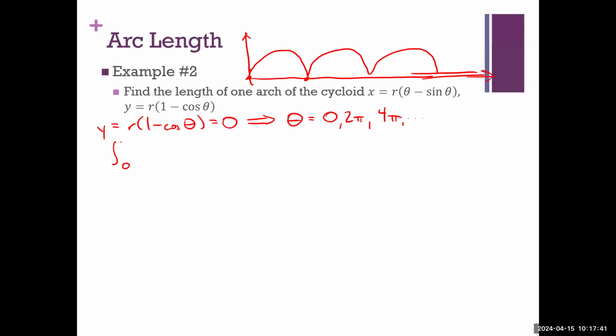Zero to 2 pi. It really does not matter. For example, could I have chosen 20 pi and 22 pi? We're not going to do that, but why does that make sense? It's still going to give you a single arch. All these arches look identical to each other, but let's do the most sensible logical thing. So I think that's a good set of bounds. How do we set up the rest of this?